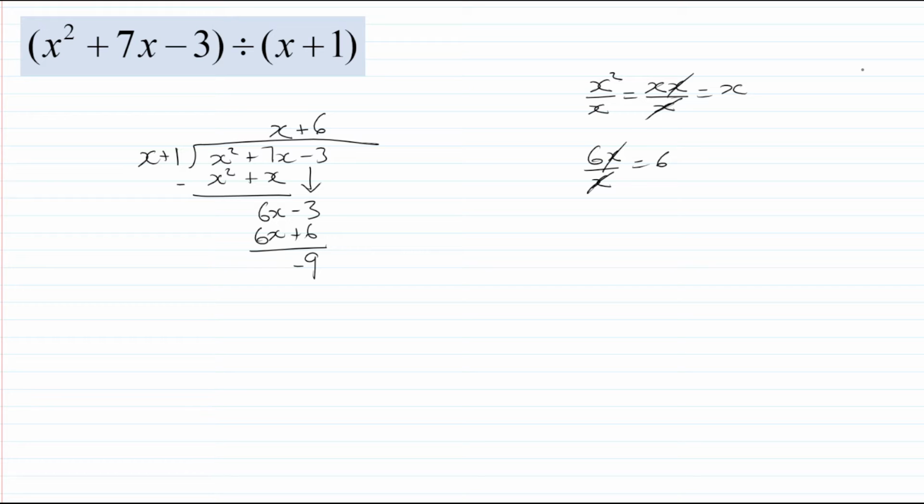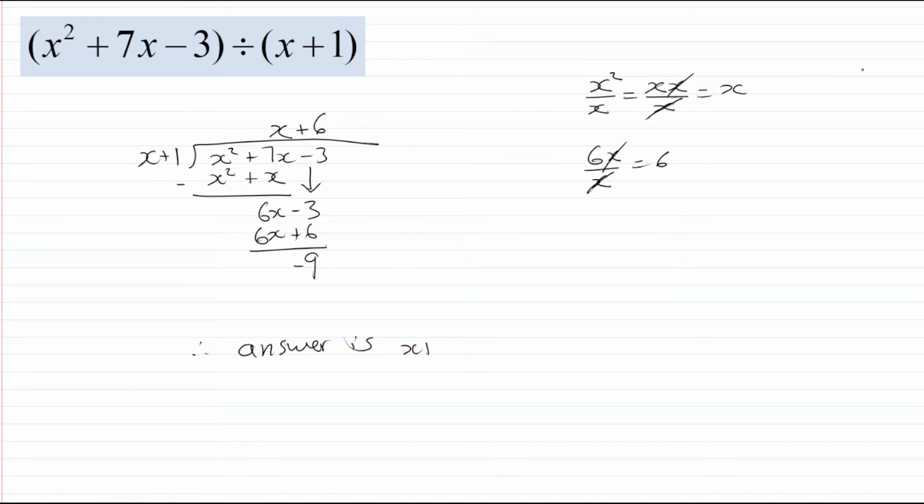And this is where we can stop. And the reason we can stop is because now we're dealing with an expression that has a degree which is lower than the degree of our divisor. Okay, so we're not going to try to divide x into this constant here. So that's kind of your cue to stop. And this here is our remainder. So we could say that for this division, the answer is x plus 6 with a remainder of negative 9.